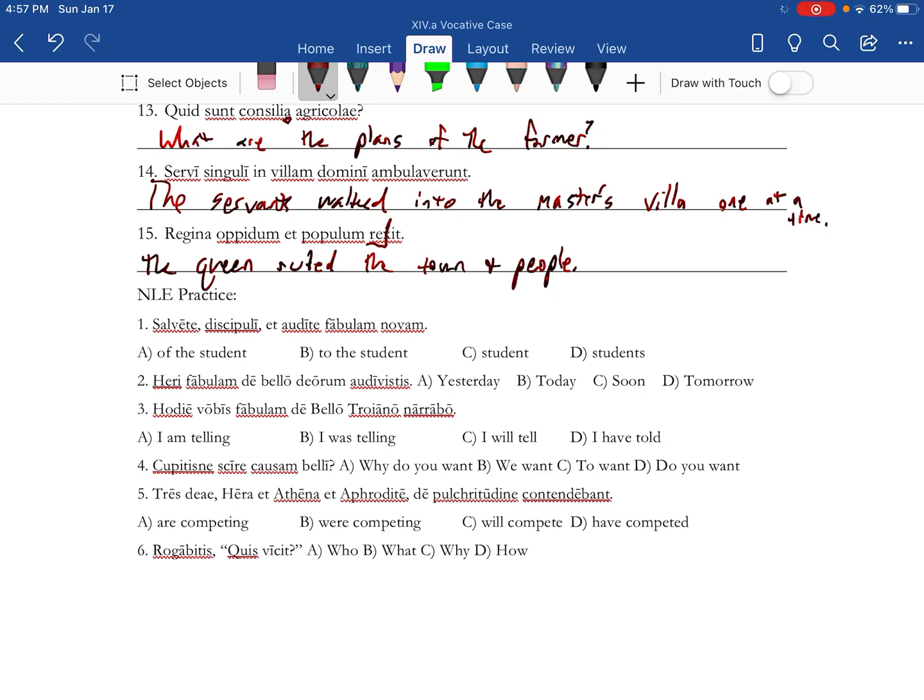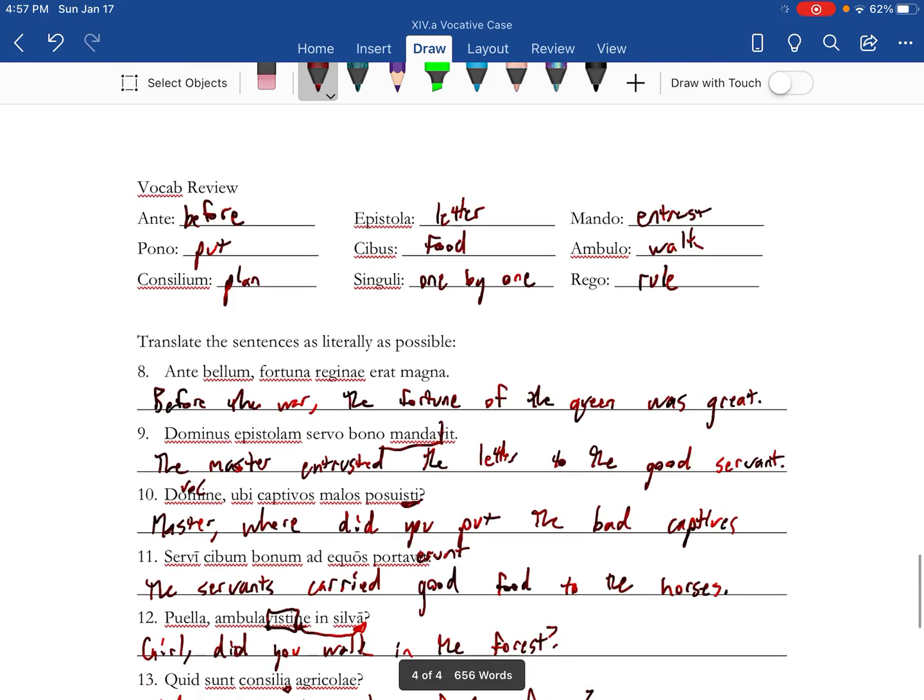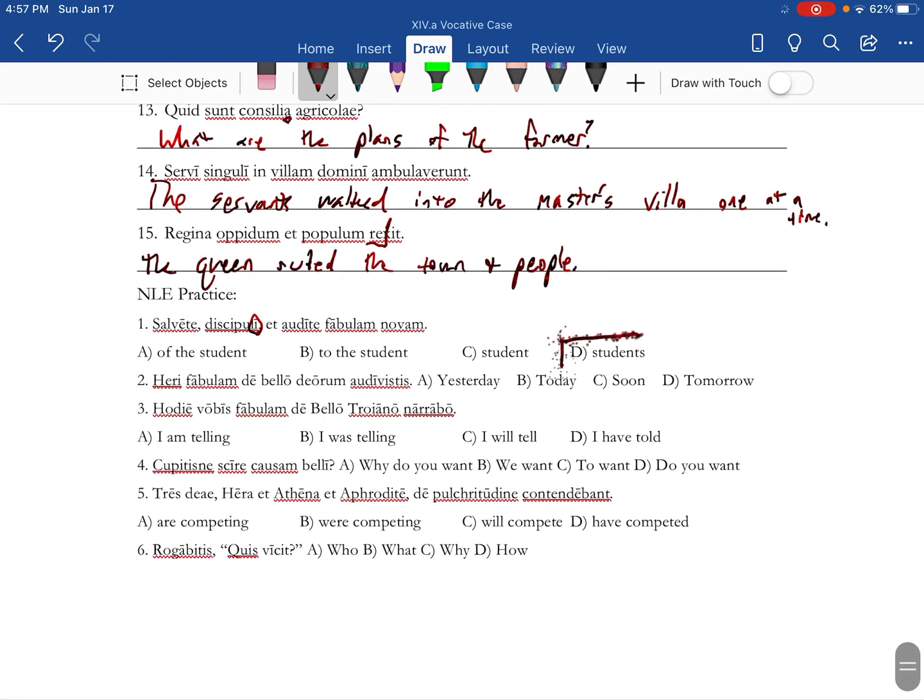All right, and then we have some NLE practice. This i is going to be neuter plural, or not neuter plural, but vocative plural. So students. These tes are also plural commands. You may not know what this means, but if you look at the choices, you have time words. This is going to be a big indication. Istis is perfect tense, meaning it happened in the past. So the only past word is yesterday.